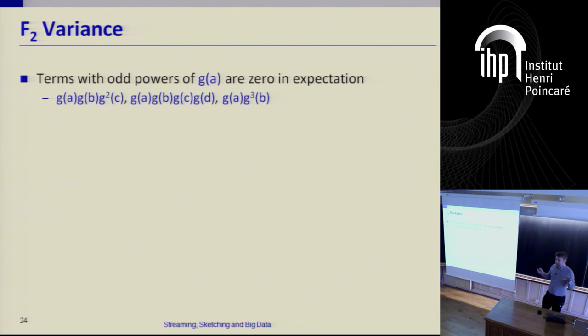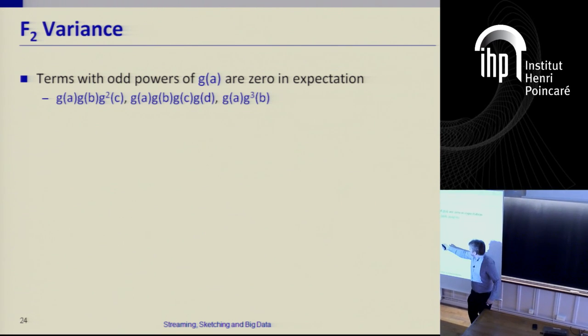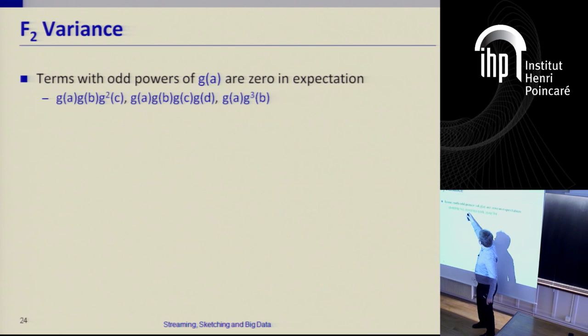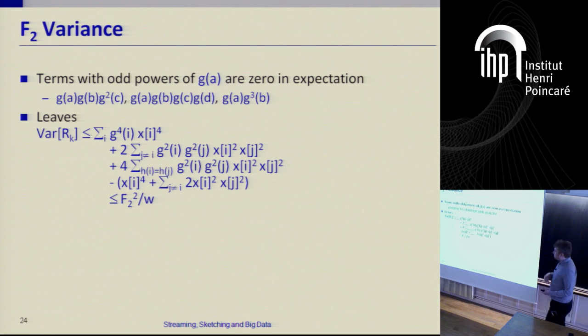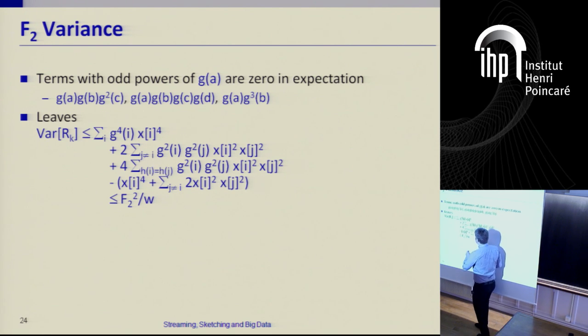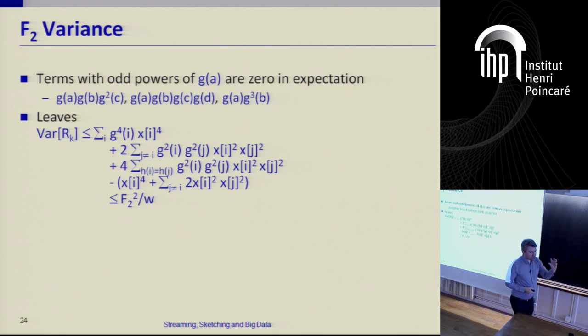But I don't get rid of all the terms in the variance. Any term that has any odd power of this hash function g goes away. So any term where I've got an odd power, g of a, g of b, g of a, g cubed, those all go away. I get a few more terms and a bit more algebra, a bit more grinding. What I get is that the variance basically depends on the squared Euclidean norm squared divided by this parameter w, the number of buckets. It's basically a term in terms of these probabilities of collision, that is just the probability that any pair collide.